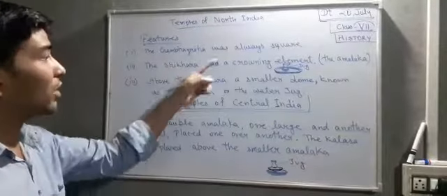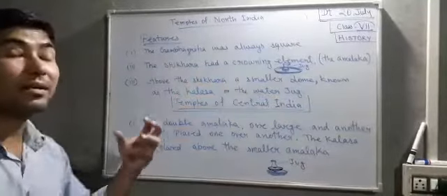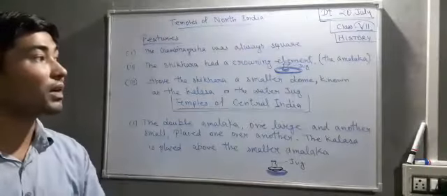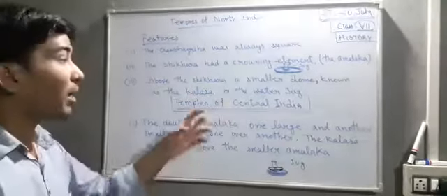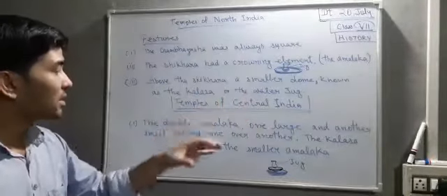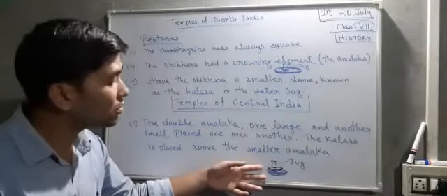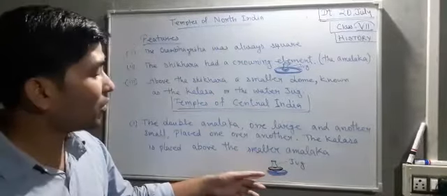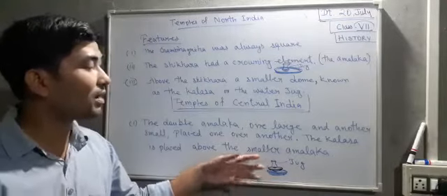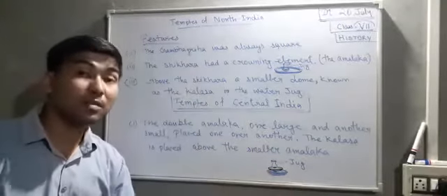In the North Indian style, what could we see? A single crowning element, the Amalaka, and above it a jug. Whereas in the temples of Central India, we could see double Amalakas. One is big and another is small, and the jug is kept above the smaller Amalaka.